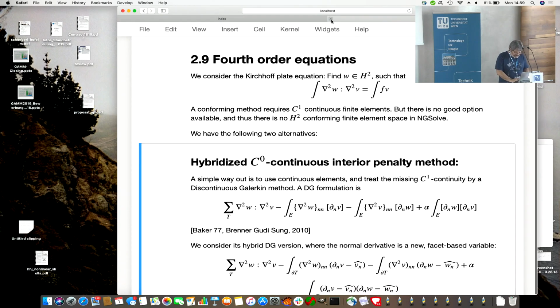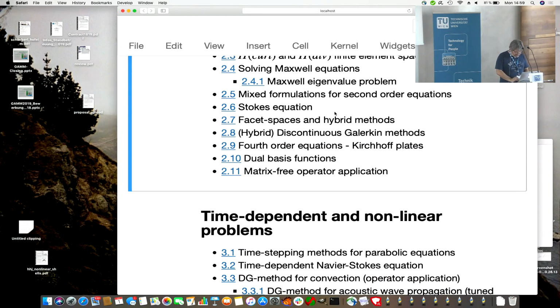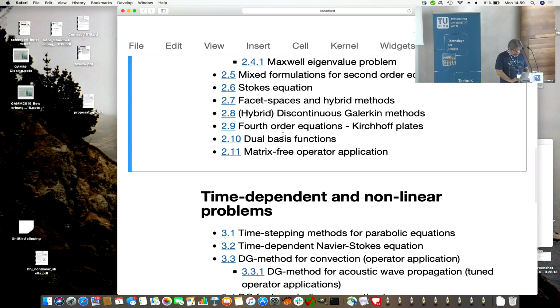I'm very quick on this section, just to show that it's also in the tutorial here. I'm happy to discuss this in more detail later. The last two sections in this chapter are new.